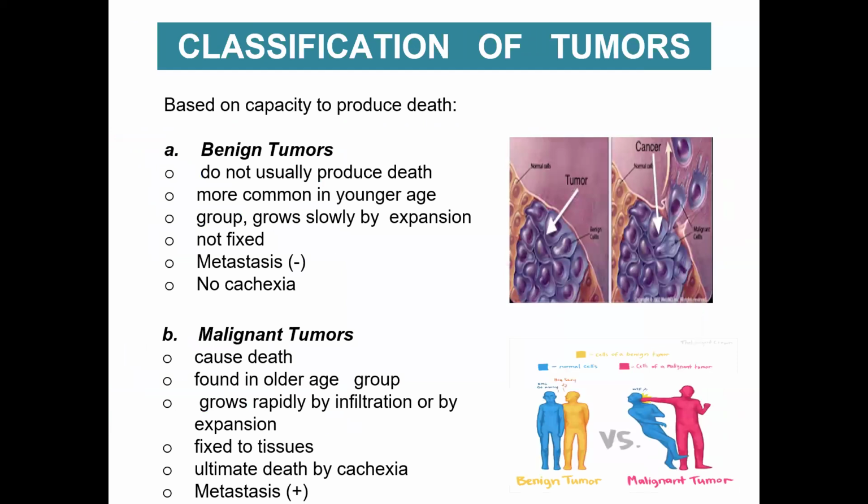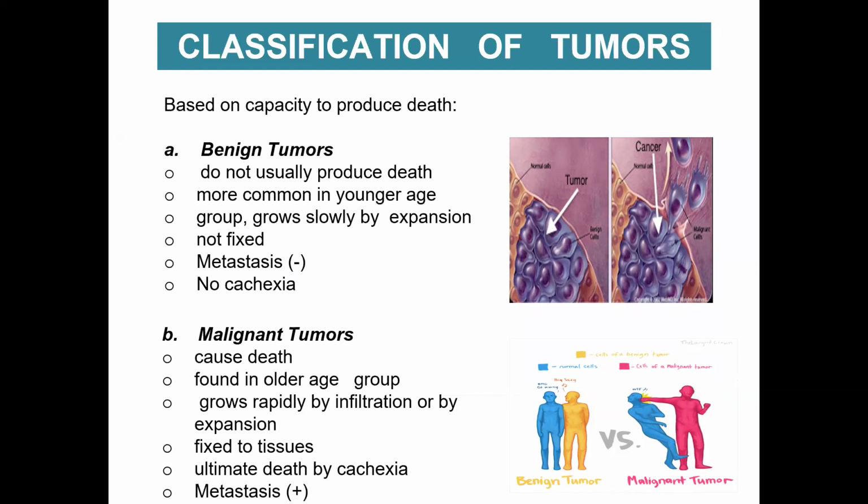Classification of tumors, of course, you can classify it based on its capacity to produce death, no? Benign or malignant. So when you say benign, as you all know, they do not usually produce death. They are more common in younger age. Okay. They grow slowly by expansion. They are not fixed. Of course, they are not metastatic and no cachexia.